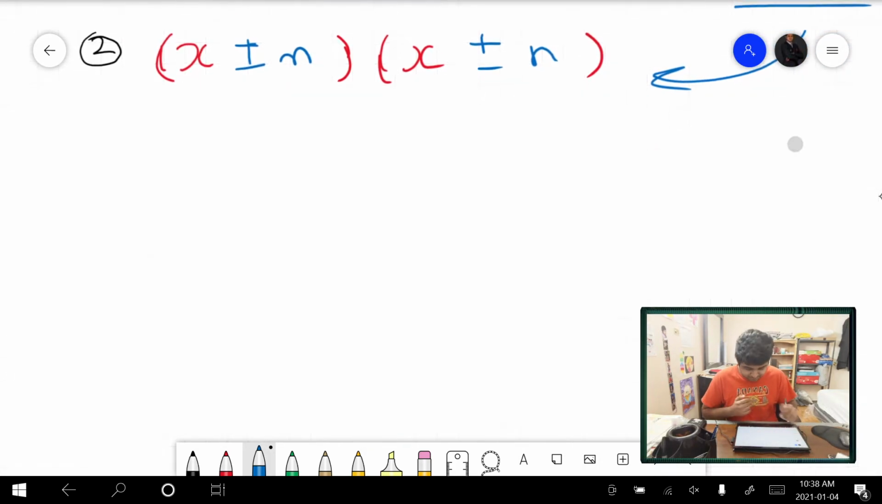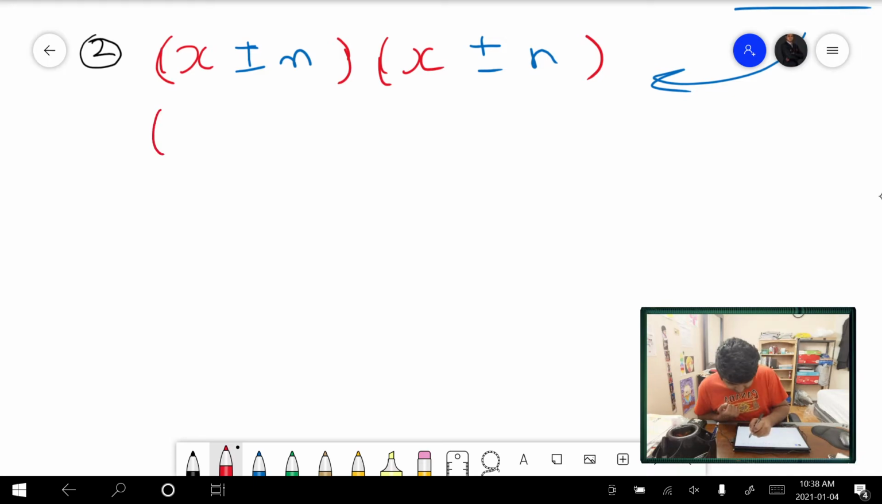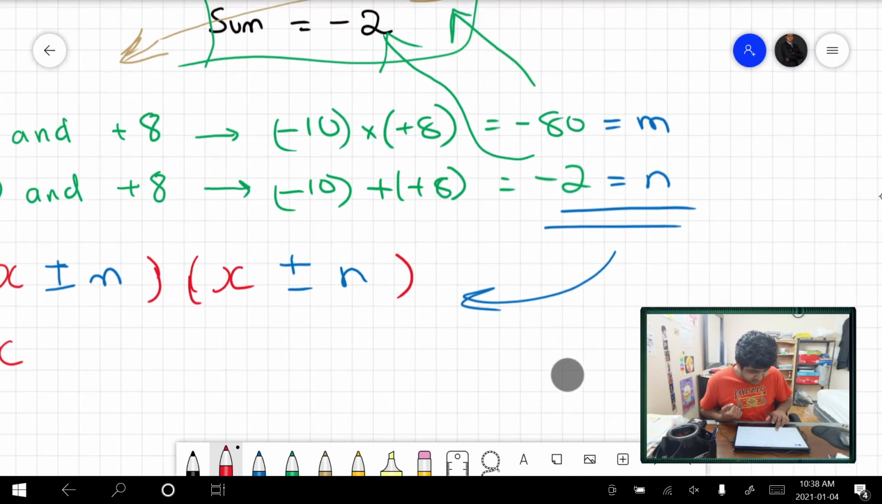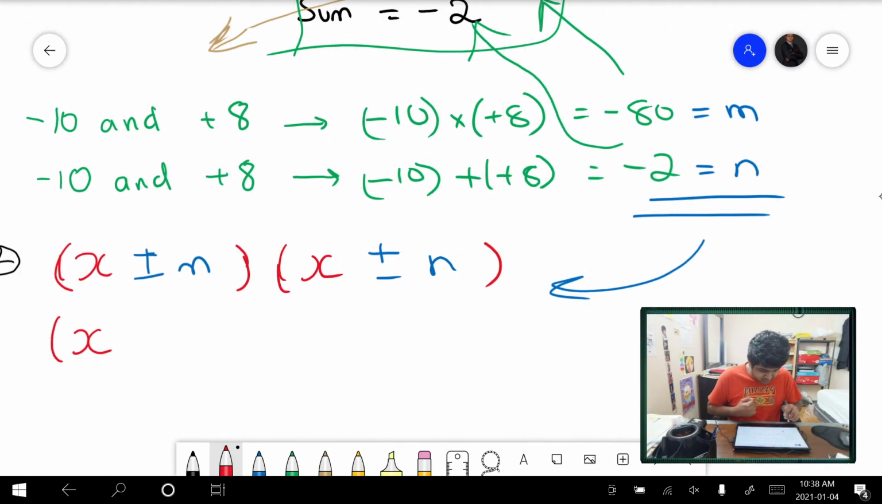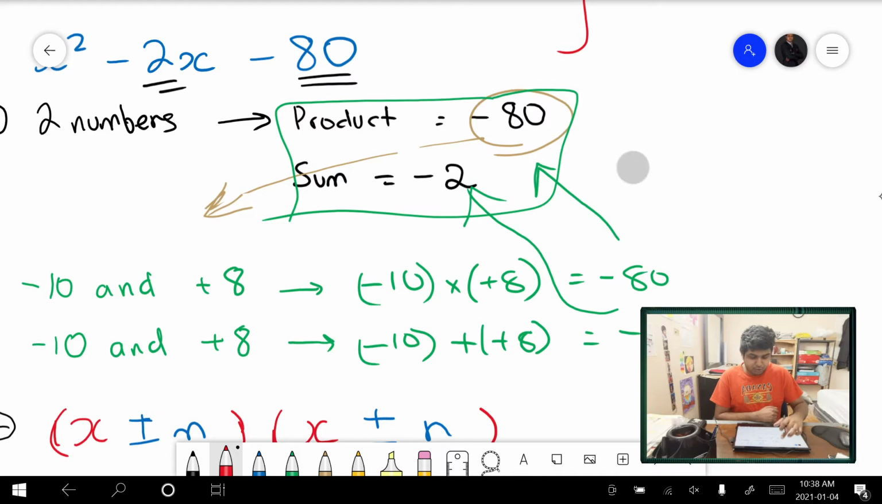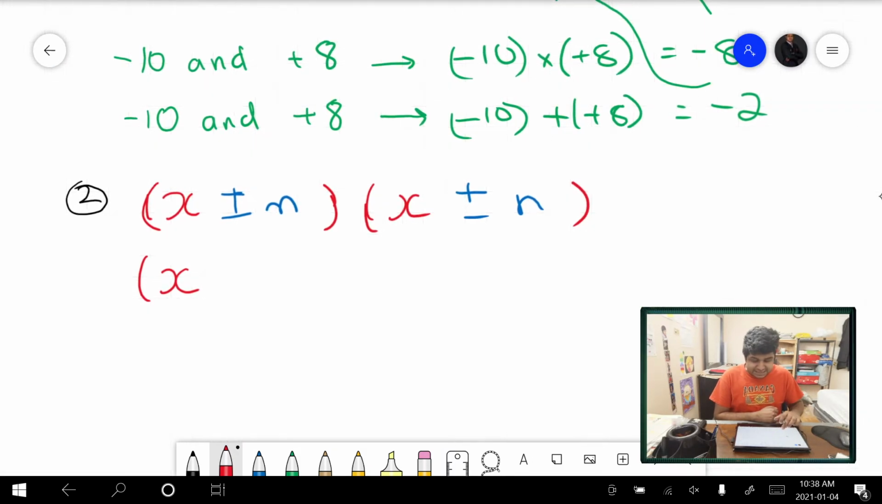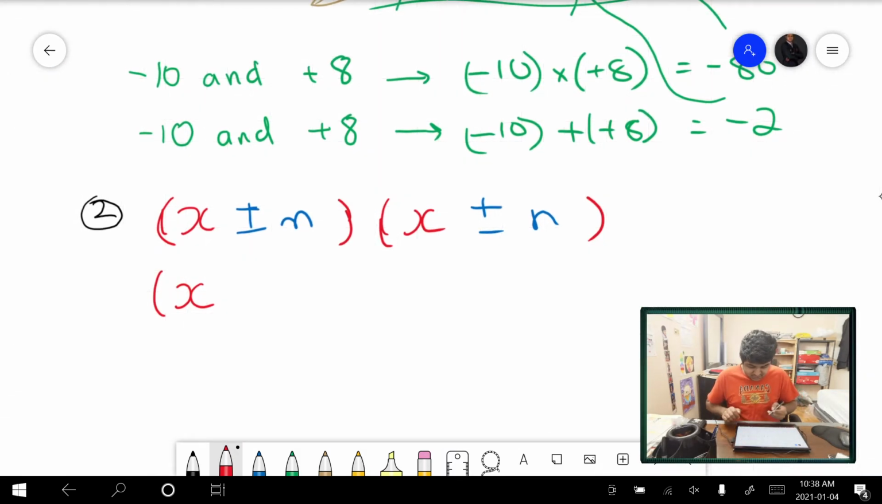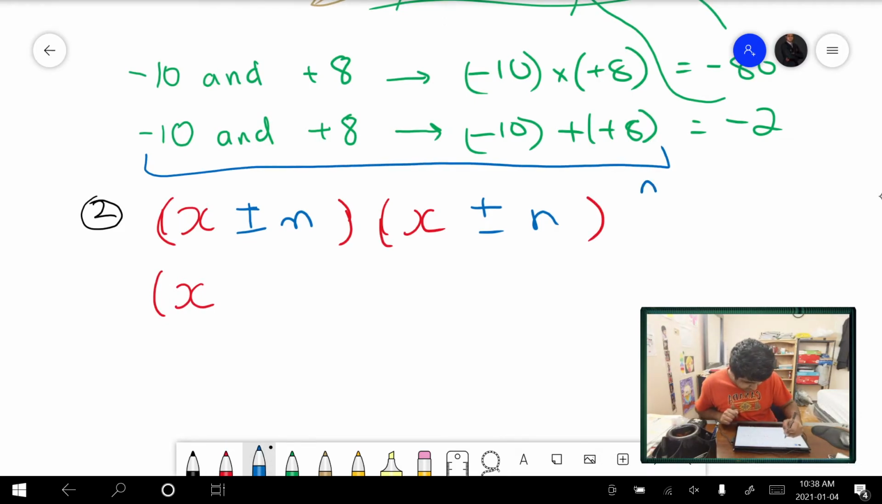So let's put this together. So what we're going to have is x, right? Our first value, m, is going to be equal to, so we're going to be a little more careful here. This is not m and n. Our m and n values are not negative 80 and 2, because these come directly from the product and the sum. Our m and n values are actually going to be these two numbers. So right here, we have our m and n values.